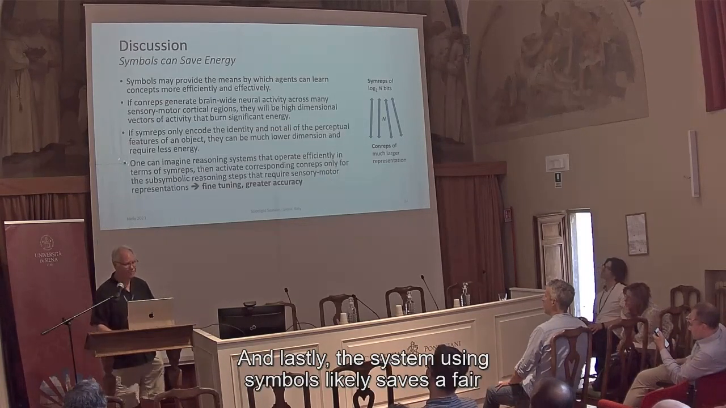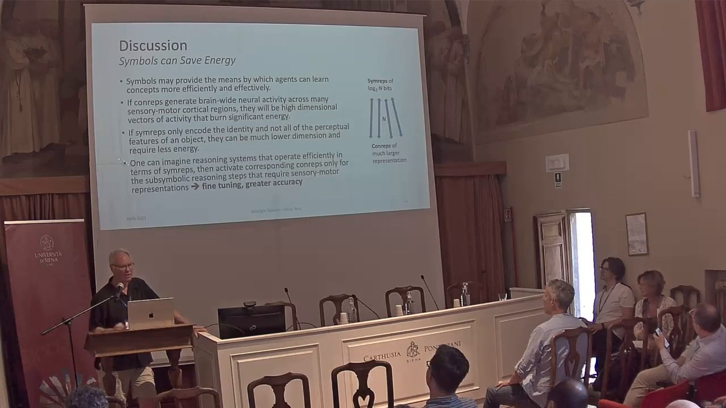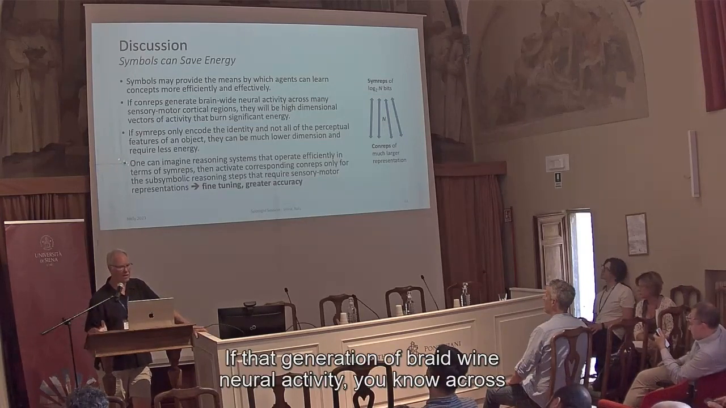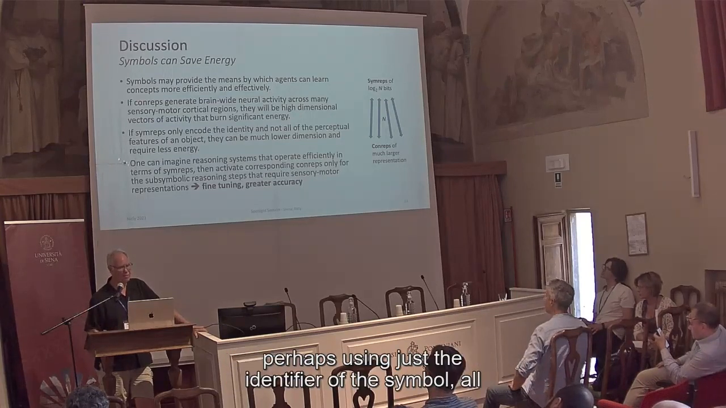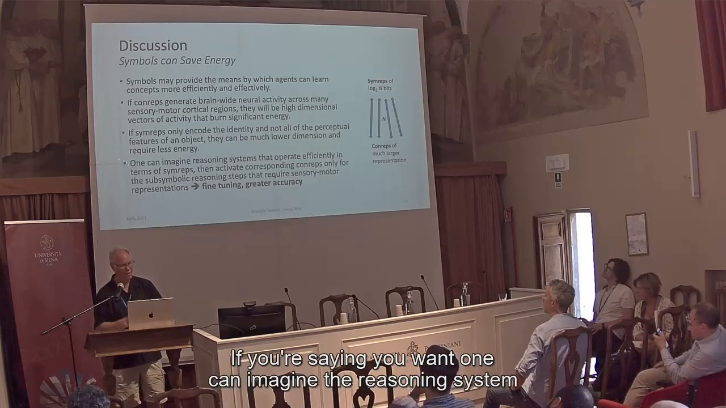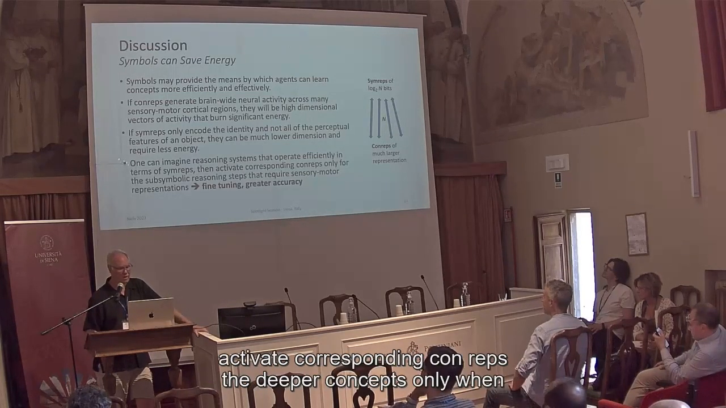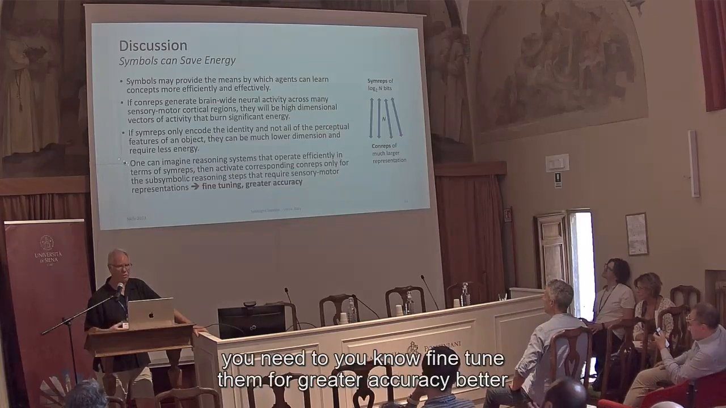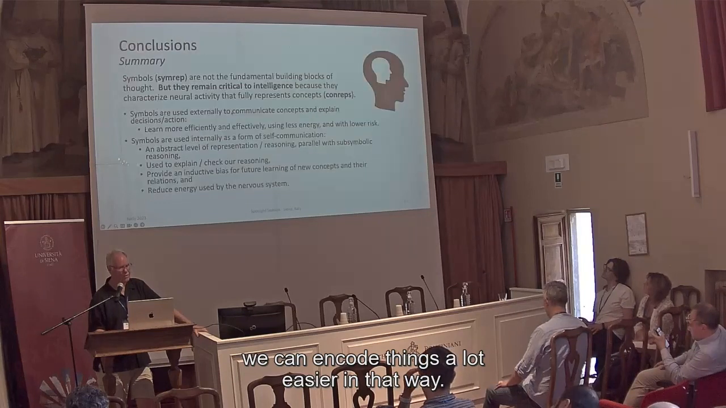And lastly, the system using symbols likely saves us a fair amount of energy. If that generation of brainwide neural activity, across all those modal senses, takes a fair amount of energy, then perhaps using just the identifier of the symbol, and using that to do basic reasoning, one can imagine a reasoning system that operates efficiently in terms of these sim reps, and then activates corresponding con reps, the deeper concepts, only when you need to, to fine-tune them for greater accuracy, better understand and make a decision that's going on. So we can encode things a lot easier in that way.